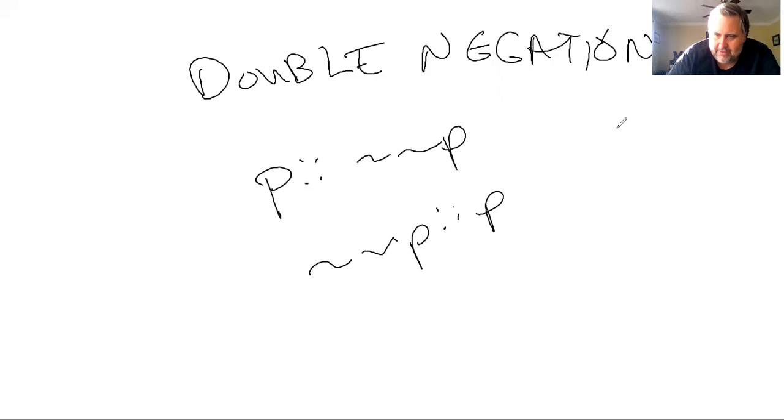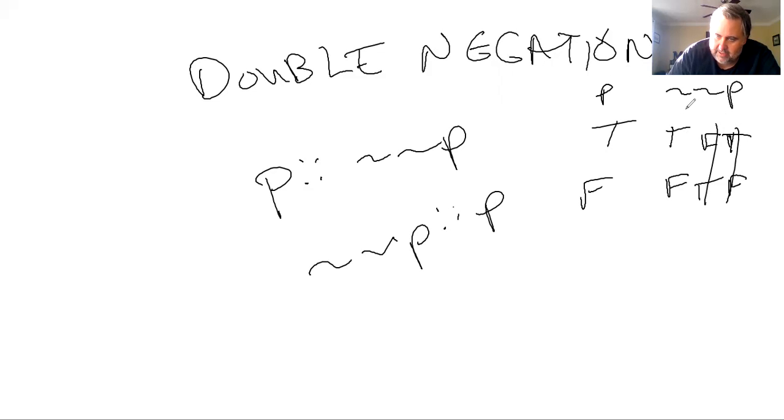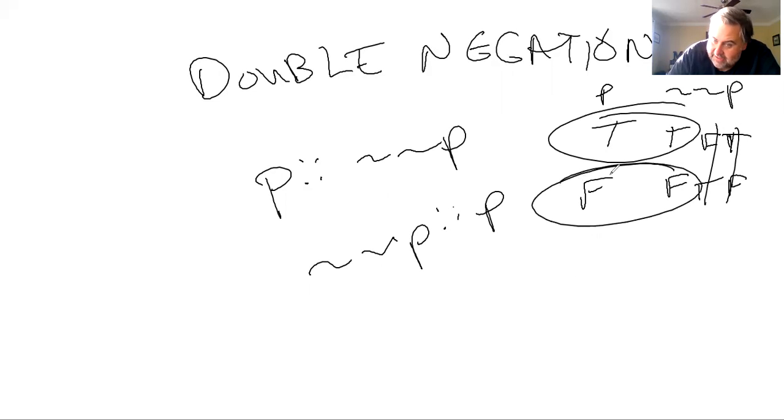If you did a truth table on this and you said true, false for P, and then tilde tilde P, you put true, false, then that becomes false, true, and then it becomes true, false again. And you look and it's like, oh, they match. So that kind of makes sense. When you negate something twice, it becomes the opposite of the opposite.